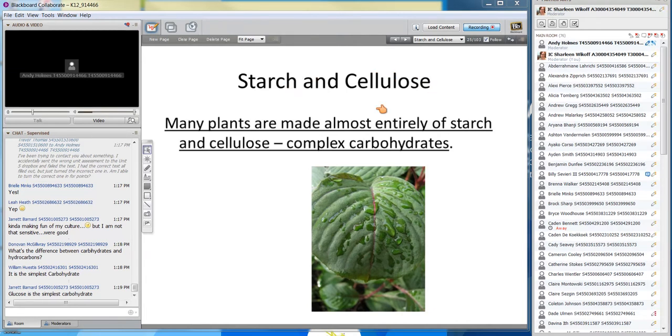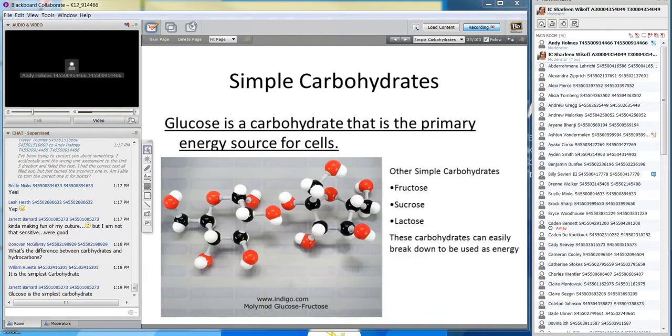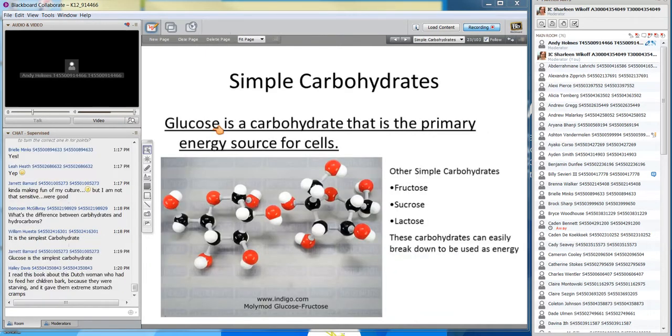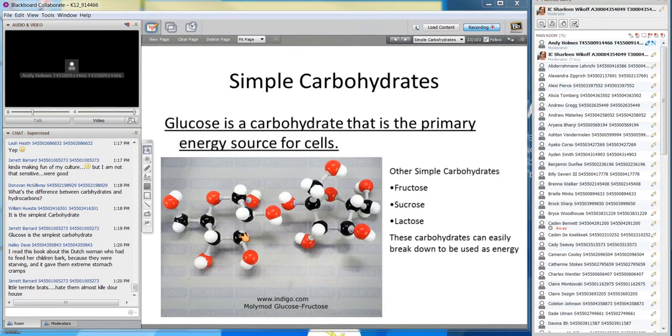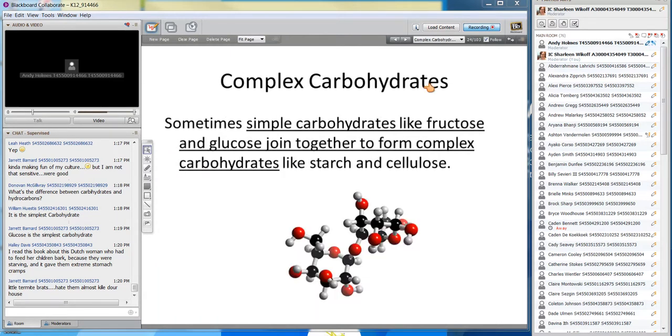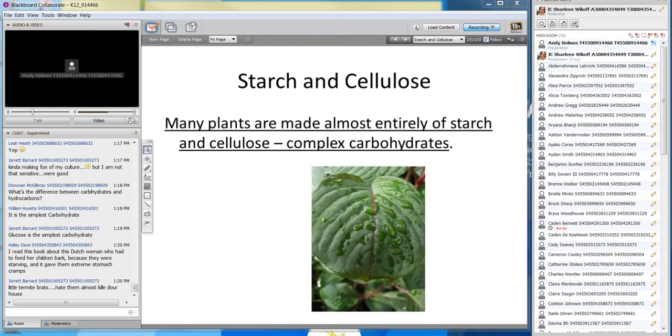All right, starch and cellulose. Many plants are made of almost entirely starch and cellulose, which are complex carbohydrates. So we've got simple carbohydrates. I'm going to go back here, like glucose. Glucose is simple, but they can get together and they can form together bigger carbohydrates, complex carbohydrates. And those complex carbohydrates can build things like plants and wood. All right. Simple carbohydrates, complex carbohydrates. I think we're ready to move on.